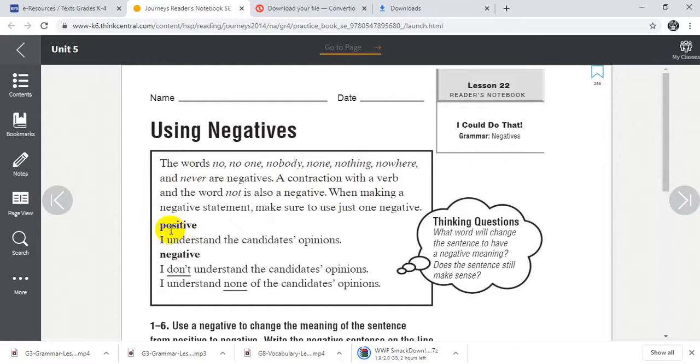So here we have the positive form. I understand the candidate's opinions. That's in the positive. Well, it's in the negative. There's one way to do it, which is I don't understand the candidate's opinions. Or I can say I understand none of the candidate's opinions. So here we have negatives, right? Here we did a contraction with not and the verb don't, and here we use the word none. So we said that we can use no, no one, nobody, none, nothing, nowhere, and never as negatives. Let's do some exercise and see.